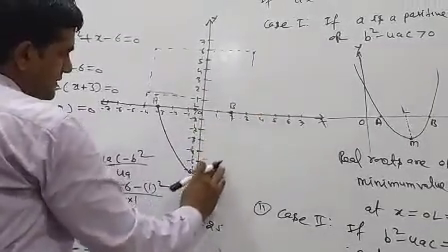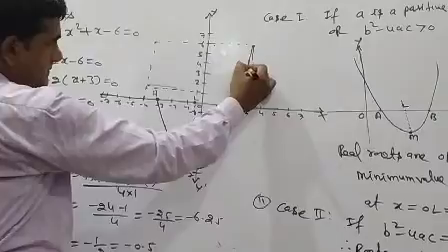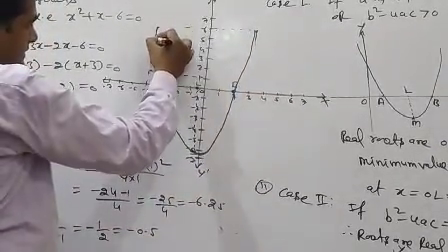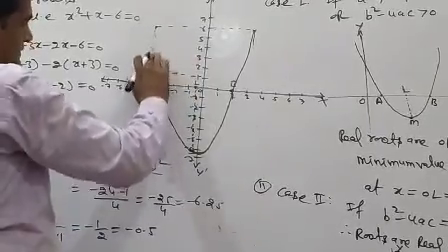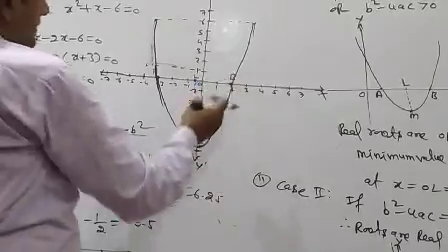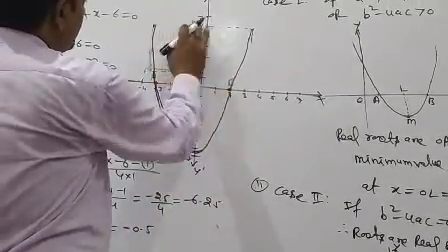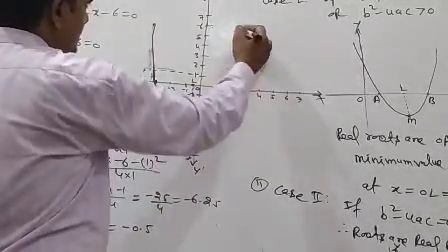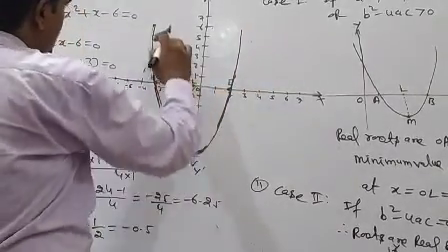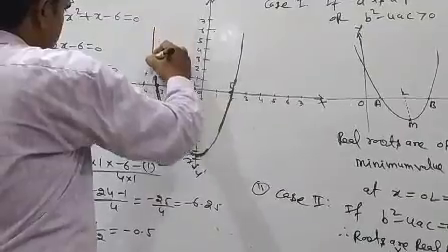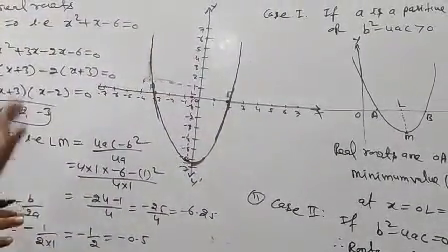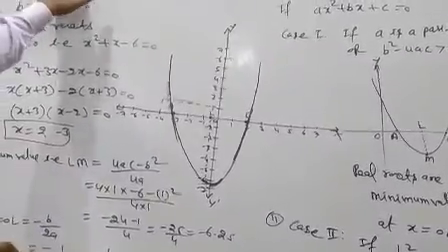Then very simple here, and this, and this here. Now this is the complete diagram. This is the complete diagram here, and like this diagram we will make. Clear? Now this is the complete diagram of y is equal to x square plus x minus 6.